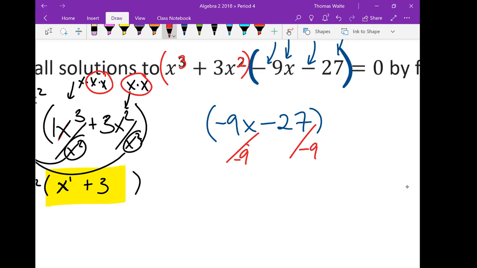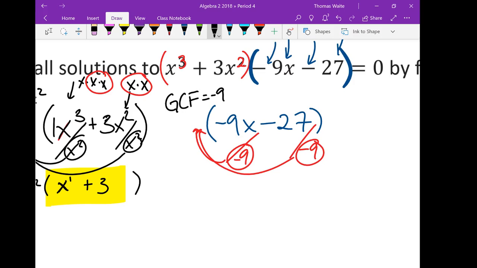So if I divided out a negative 9, again, that's our greatest common factor. We're calling our greatest common factor a negative 9. I'm going to rewrite it out front, negative 9. And I have to figure out what was left over after I divided it out. Negative 9 divided by negative 9 is just going to be a positive 1x. And negative 27 divided by negative 9 is going to be a positive 3.